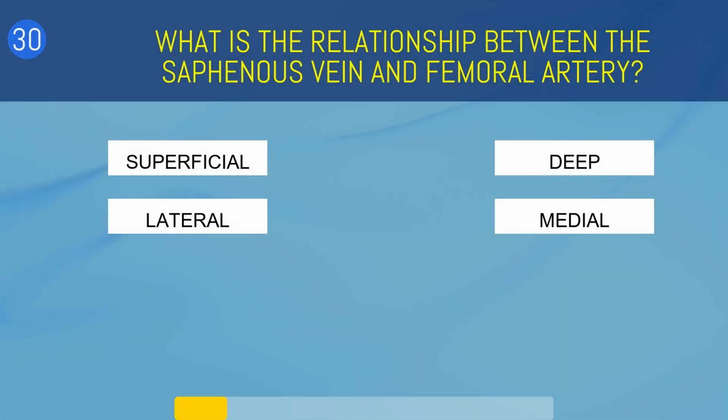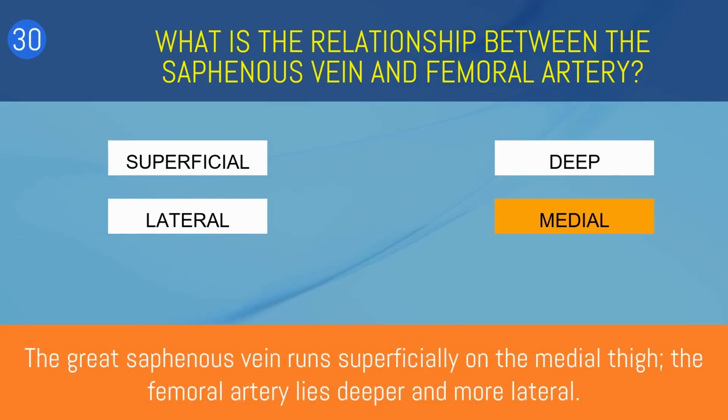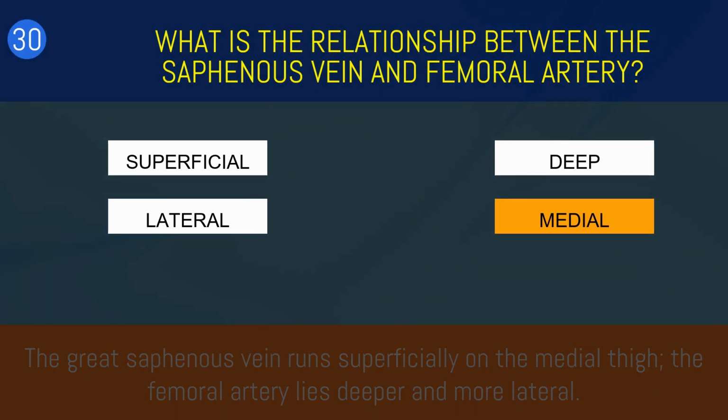What is the relationship between the saphenous vein and femoral artery? Superficial, lateral, deep, or medial? Medial. The great saphenous vein runs superficially on the medial thigh. The femoral artery lies deeper and more lateral.